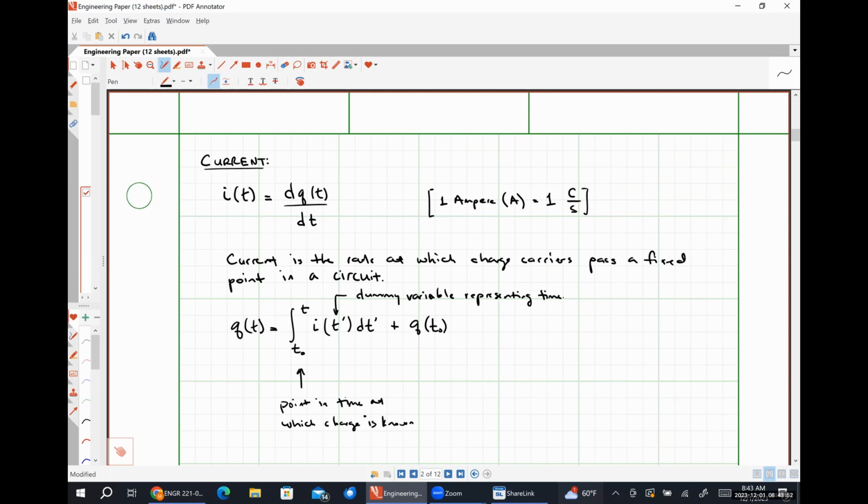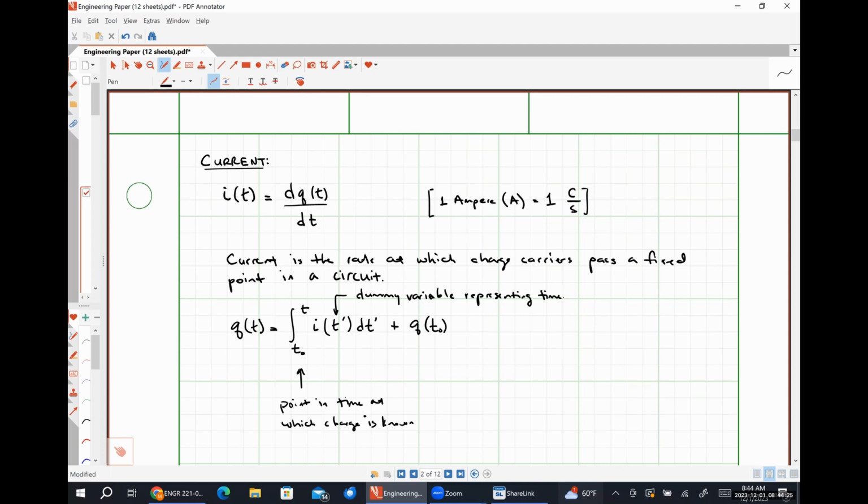Now, in your math classes, when you use dummy variables, you very often use the Greek letter representation, which would be tau. Unfortunately, tau has a very specific meaning in electrical engineering related to time constants, which we're going to talk about later in this class. So we can't use the Greek representation. If you just hate using these prime notations, do X or Z or something like that. It's just a dummy variable. As long as you know that it's representing time, it's good to go. Okay.